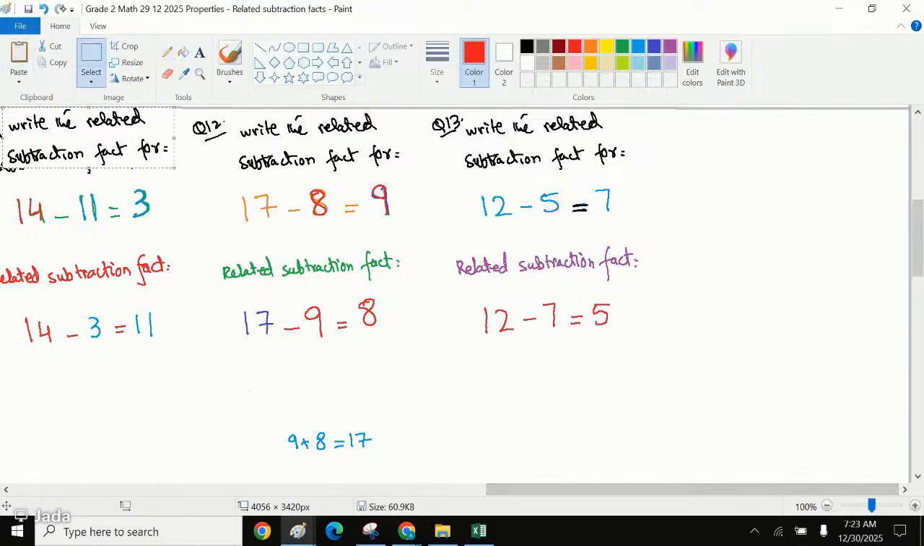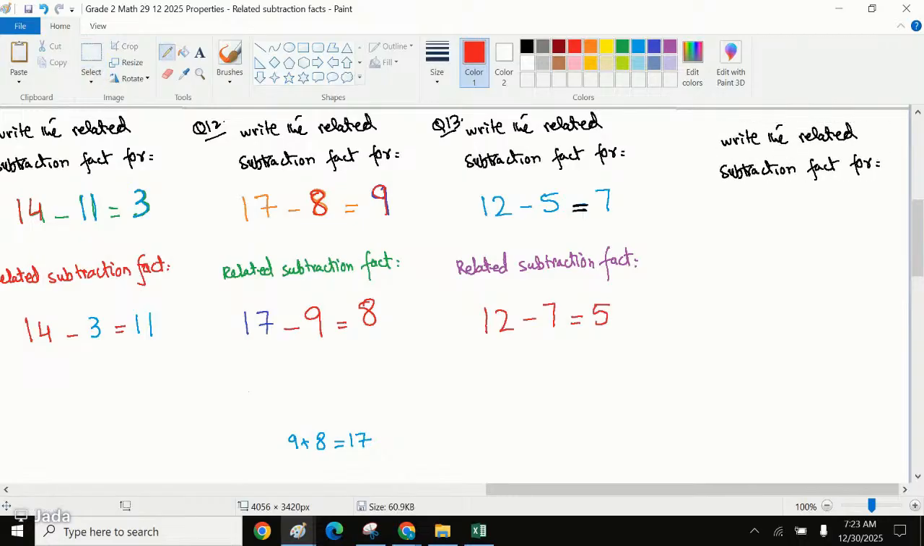Moving on to the next question. The next question says, write the related subtraction fact for 13 minus 9. 13 minus 9 is always equal to 4. So the related subtraction fact for this should be 13 minus a number should be equal to the answer, right?